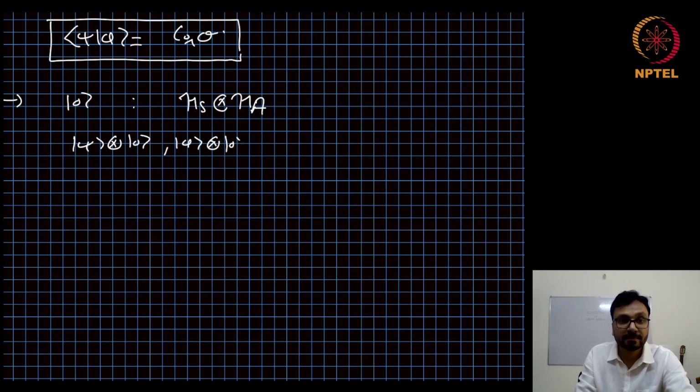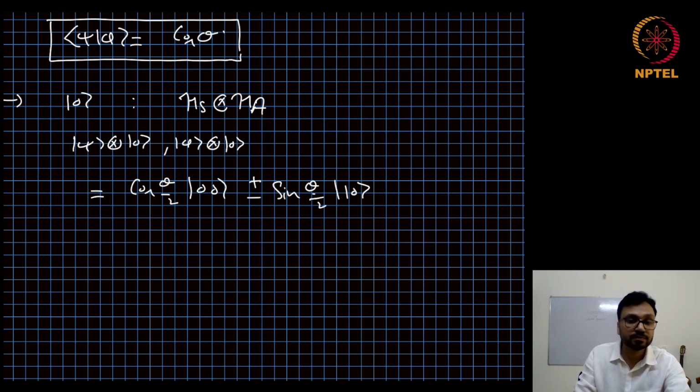So the state is cos theta over 2 |0,0> plus minus sine theta over 2 |1,0>, because we can write psi and phi as cos theta over 2 |0> plus minus sine theta over 2 |1>. So this is the initial state of the system and ancilla.